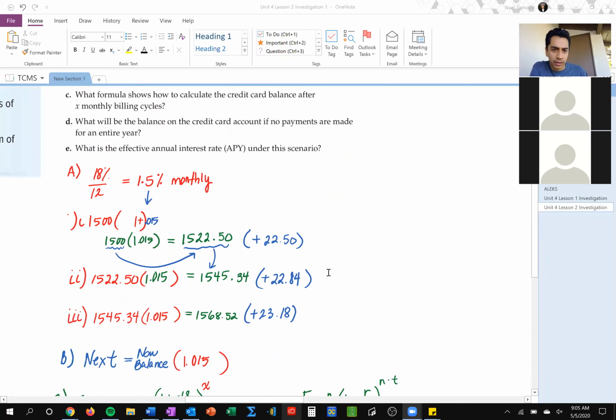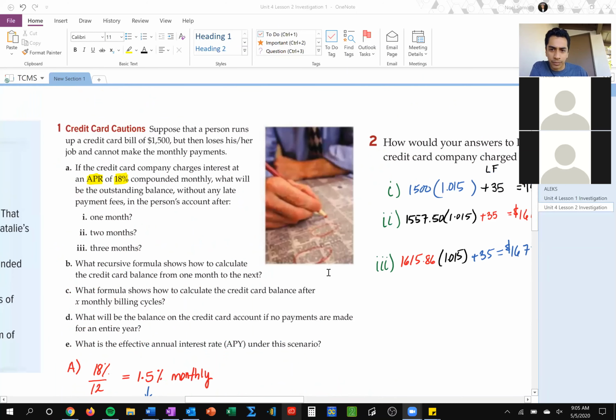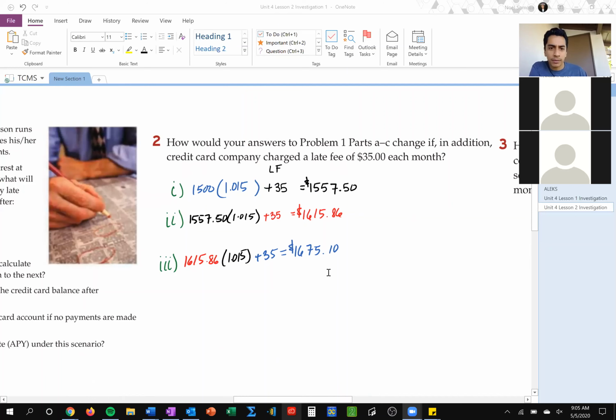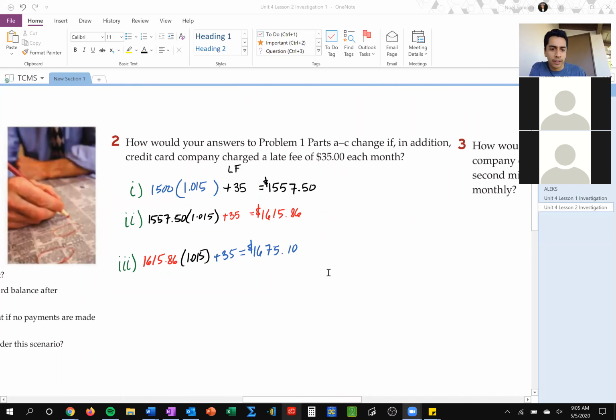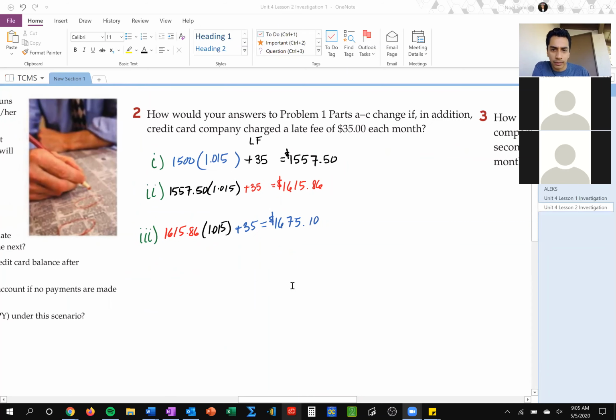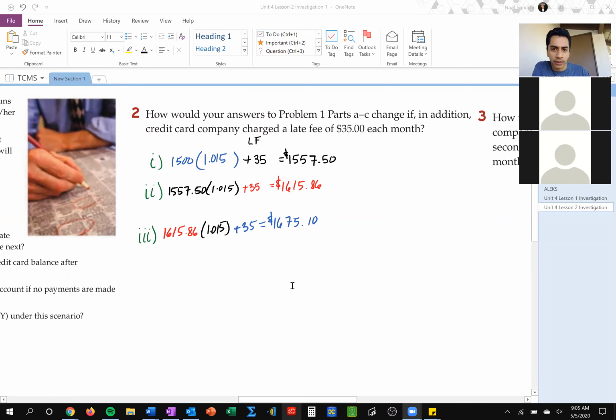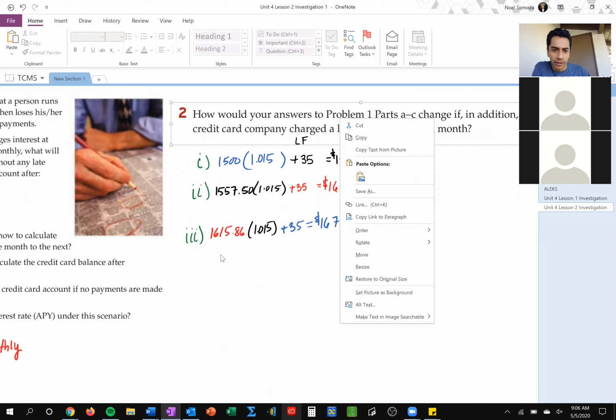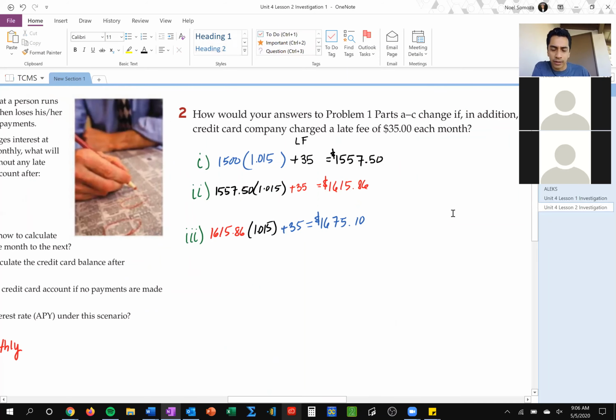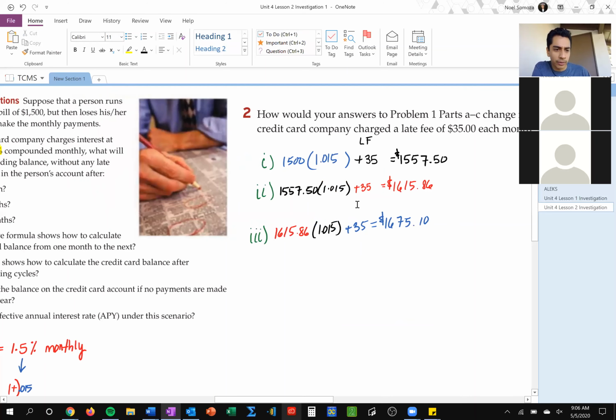So then the next scenario was, what happens if, again, you're not making payments, but then they're charging you a late fee, right? So we were able to find out what you would owe after those first 3 months. Okay, but they still want us to look for a couple of other things because they want us to redo parts A and C from number one. So we already did part A basically, which is the 3 different months after the first, second, and third month.